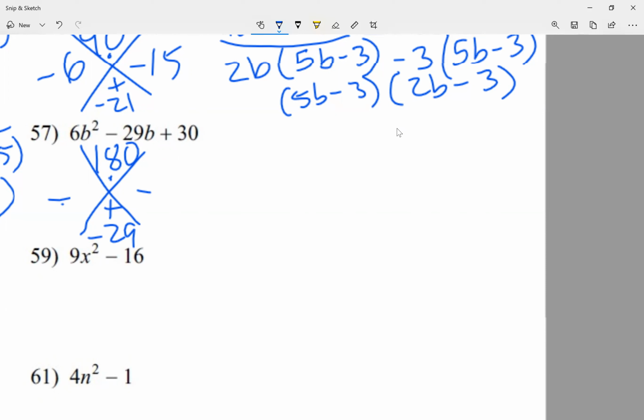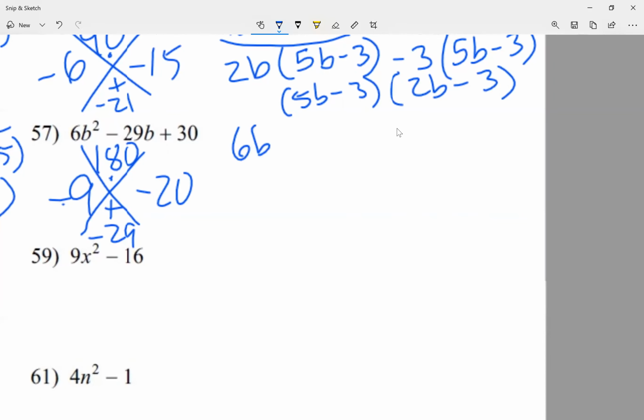The numbers that I'm looking for are going to be, let's see, 180 divided by 8. It's going to be 9 and 20. Negative 9, negative 20. So I'm going to have 6b squared minus 9b minus 20b plus 30.